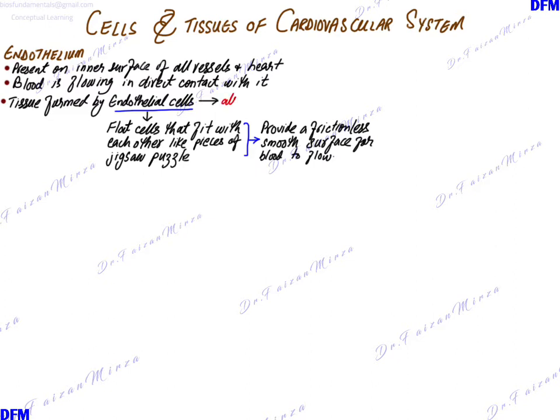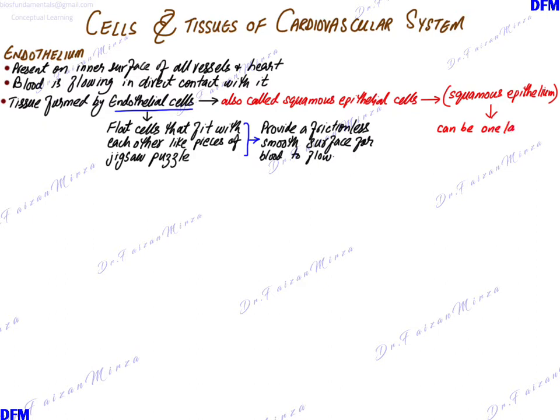endothelial lining. The endothelial cells can also be called squamous epithelial cells, because these are flat cells that form the surface lining of the tissues or the organs. The squamous epithelial lining can be one layer or it could be multiple layers as well. So it depends on which part of the body they are in.